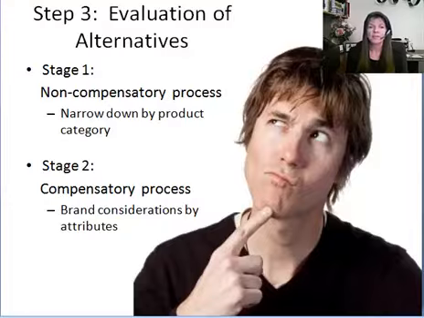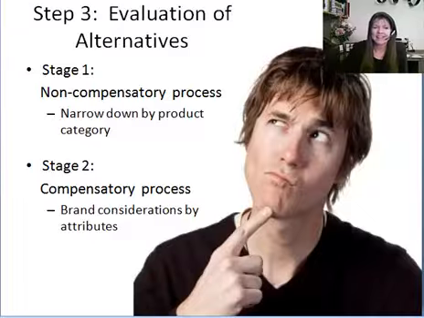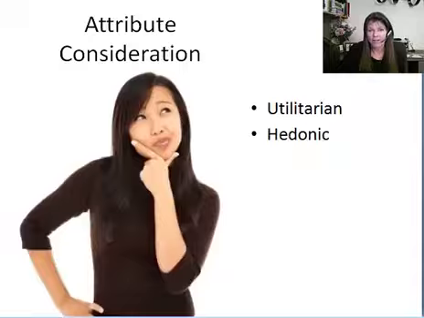Stage 2 is more involved. This is a compensatory process. And this is the process of considering which brand within that category to purchase by evaluating the attributes. So a lot more involved here. Let's look at this process more carefully. First off, there are different types of attribute considerations. So attributes can address utilitarian needs and/or hedonic needs.